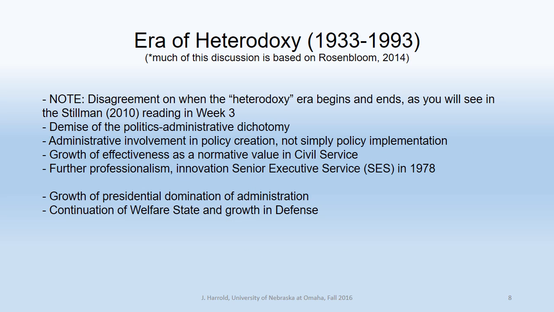And then Rosenblum talks about the era of heterodoxy from 1933 to 1993. There's a lot of disagreement that this whole era of heterodoxy is that long. You're going to see that in the Stillman work that we talk about next week in week 3. But at any rate, for our purposes here, this is simplified enough to talk about. But what we're seeing during this period is the demise of the politics administrative dichotomy.